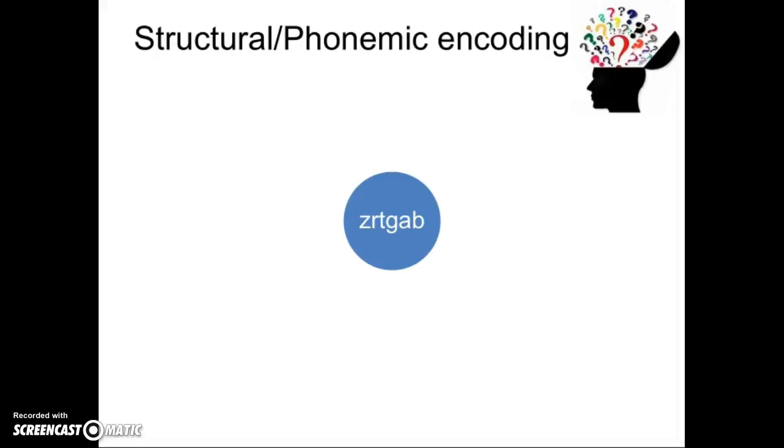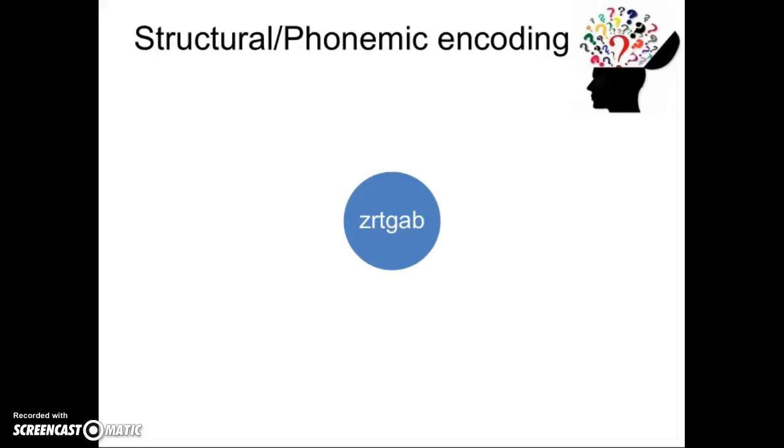But I could also take that coding slightly deeper to a phonetic level. If I did phonetic encoding, I would emphasize what the word sounded like. Zertagab, zertagab, zertagab. Okay, zertagab, that's how I say that.